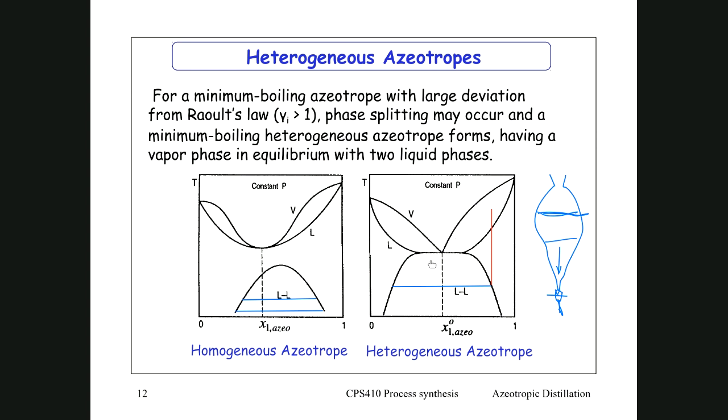On the other hand, with this feed going into this distillation column, you can make, oops, now I must go back to my pointer. There we go. You can make that pure component, and you can make that azeotrope.